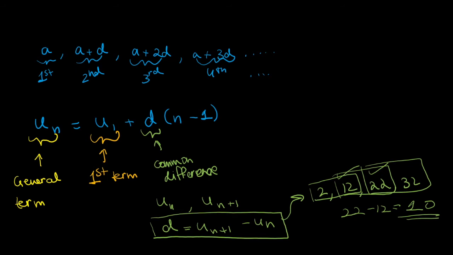This is constant in every single difference. If I do 32 minus 22, which is 10, 22 minus 12, which is 10, and 12 minus 2, which is 10, I'm getting 10 every time. That means my common difference is a constant value, and therefore this is an arithmetic sequence. This is how I can deduce whether something is an arithmetic sequence or not.